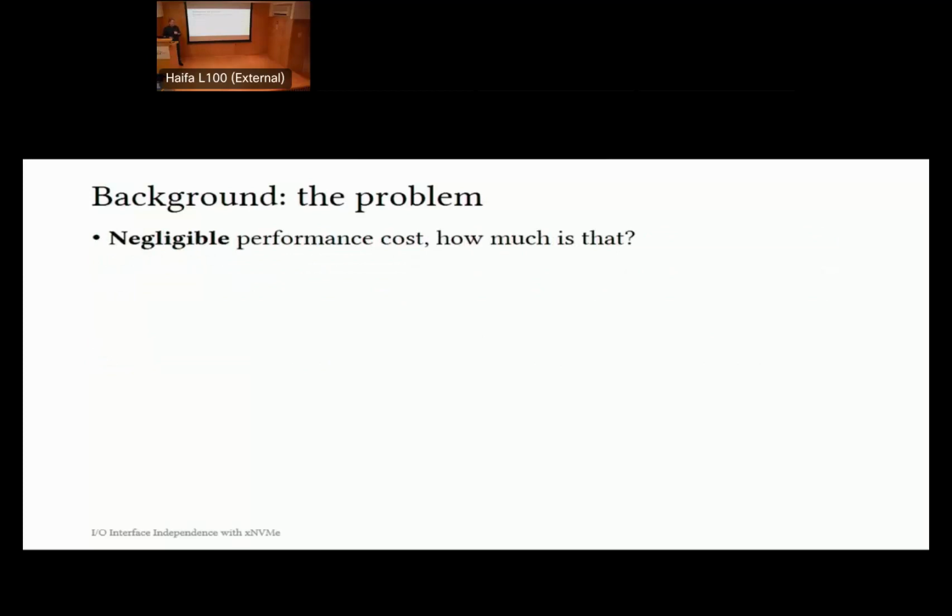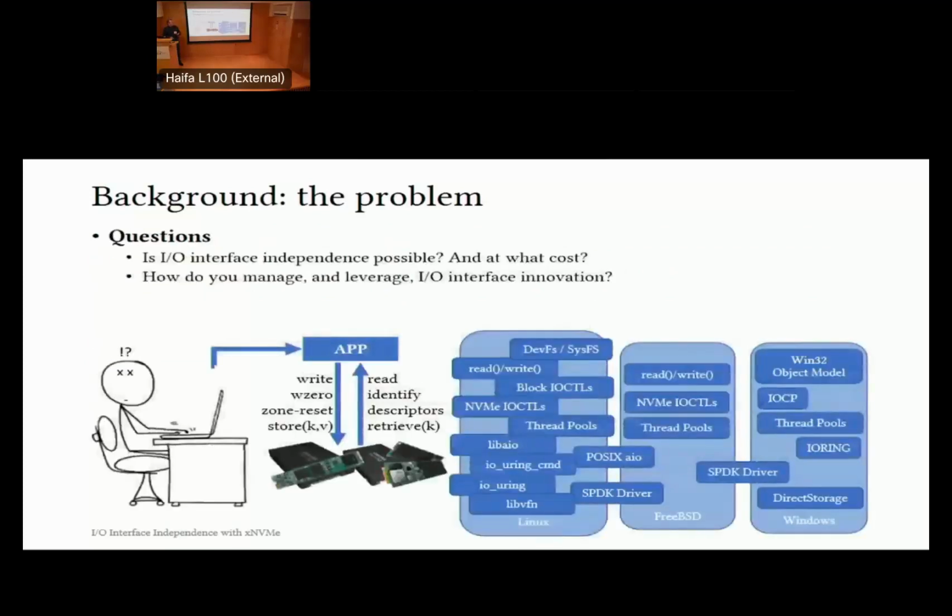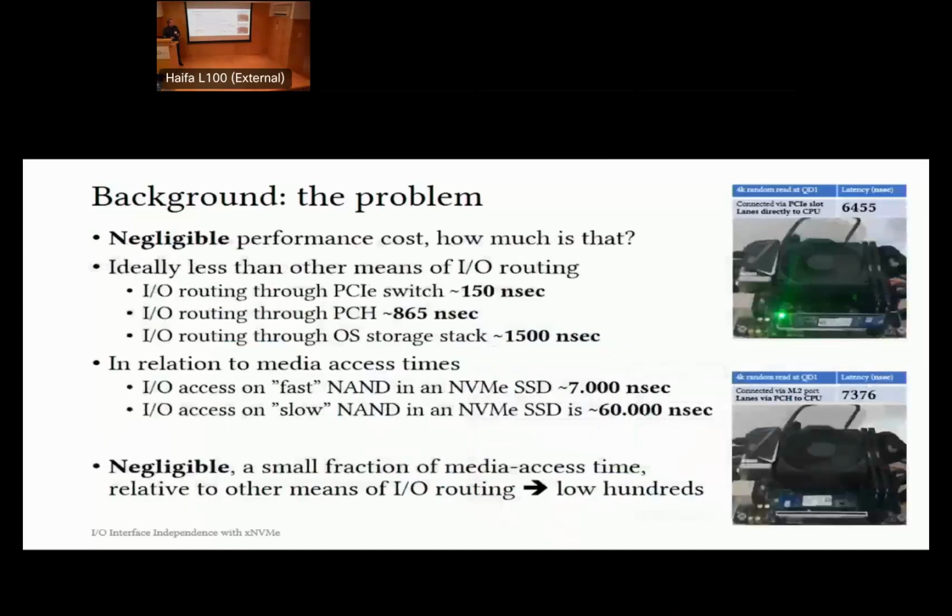Well, take a look at these numbers. Consider that there will be a cost to have this kind of I/O interface independence. So the question is really, how much are you willing to pay for that? For instance, what else are you paying for? In a system here, if you want to attach more than one NVMe SSD, eventually you're running out of PCIe lanes. Then you need a PCIe switch. The switch costs you 150 nanoseconds per I/O. If you route stuff through the platform controller hub, you can do an easy experiment of that. That will cost you 860 nanoseconds. And if you're routing your stuff through the operating system stack, that costs you around 1500 nanoseconds.